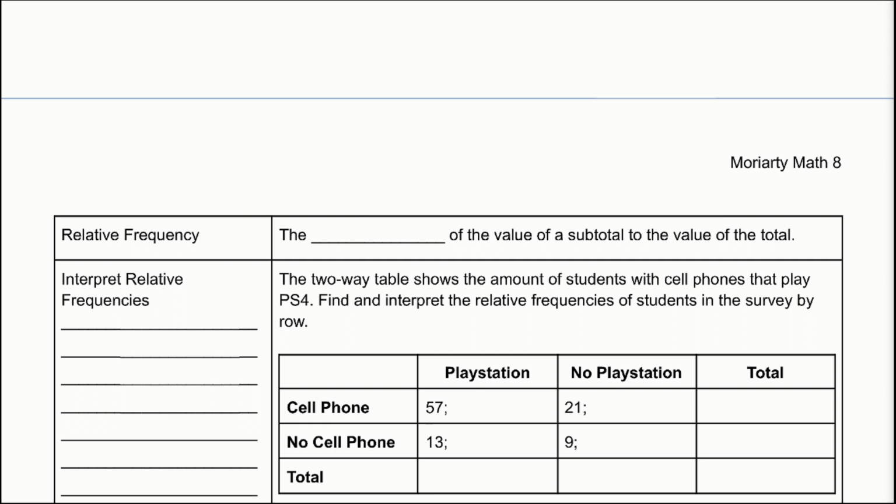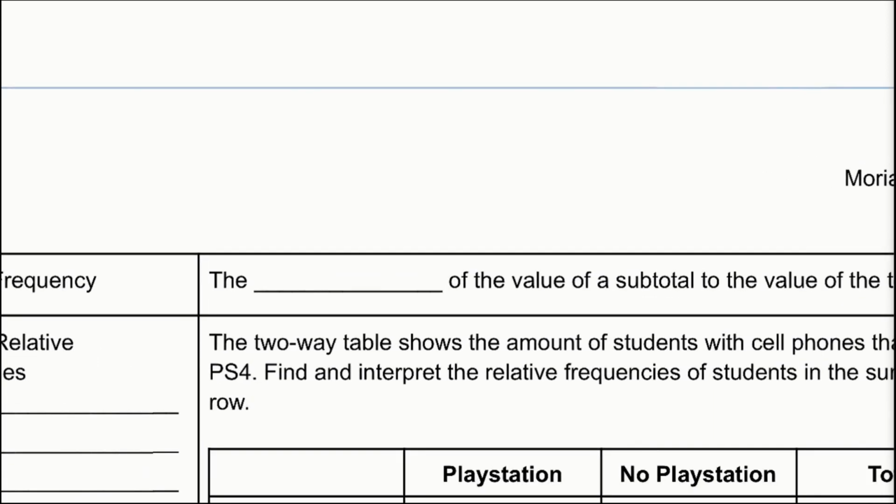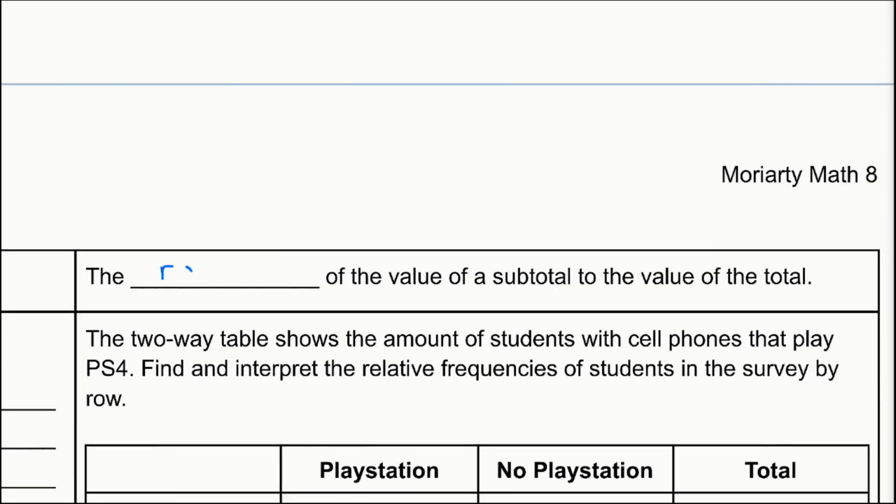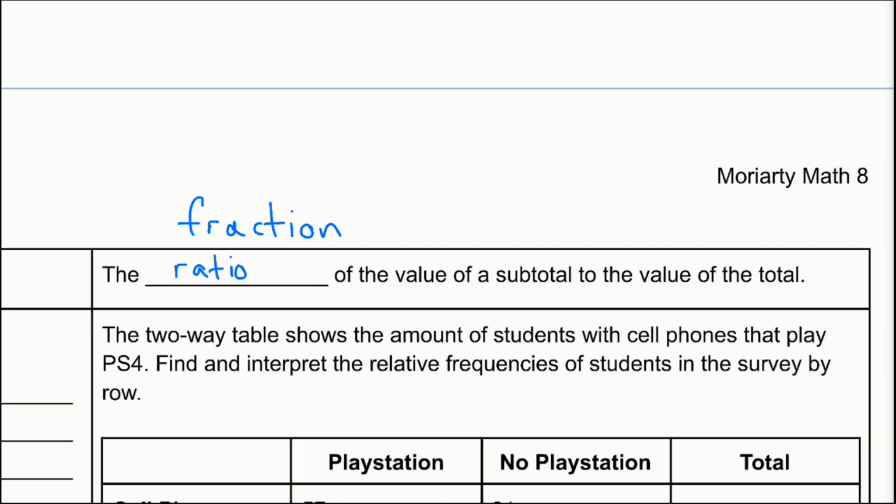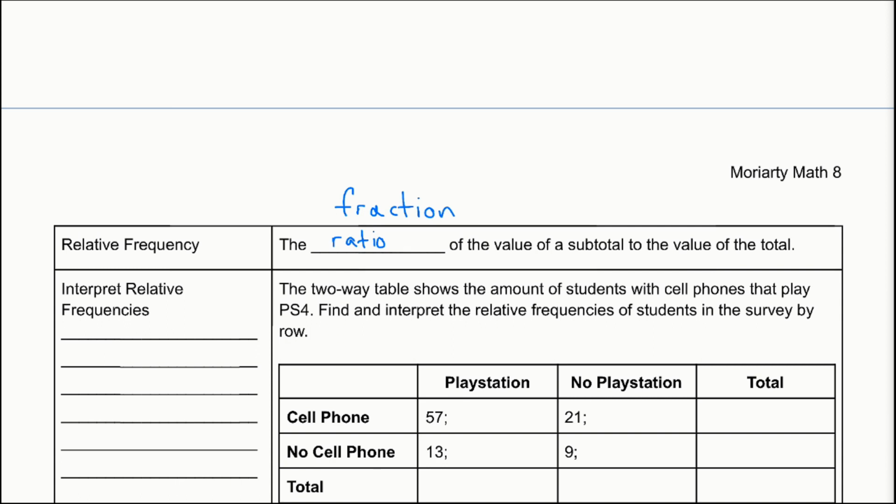What relative frequency is, it is the ratio of the value of a subtotal to the value of the total. Remember, ratio means fraction. So we're gonna have some fractions in this. But yeah, we'll be fine on that.